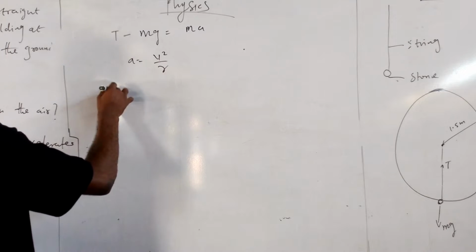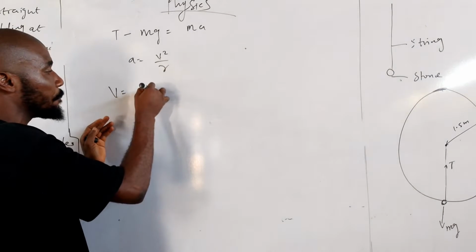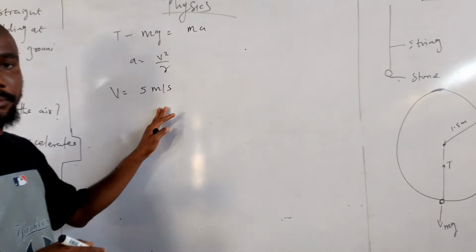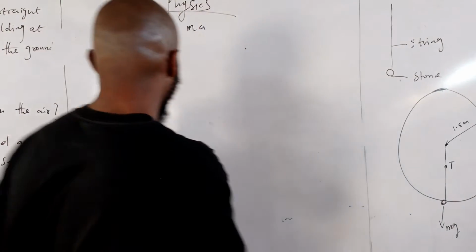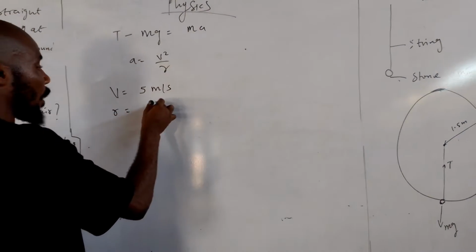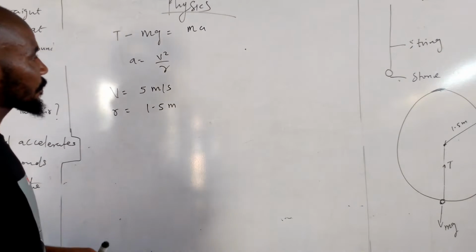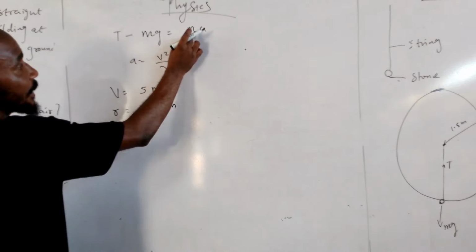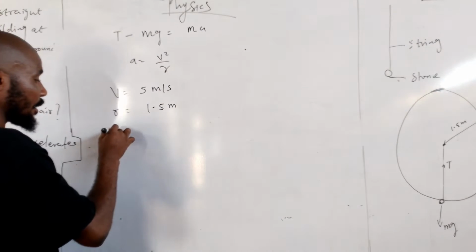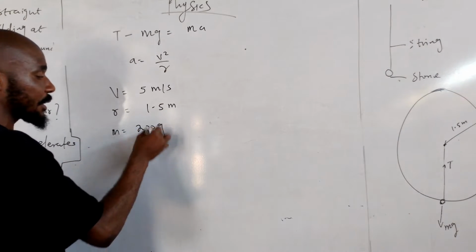And from the question, v is given as 5 meters per second, while the radius of the circle formed, r, is equal to 1.5 meters. So we are good to go. Here, the mass is equal to 200 grams.